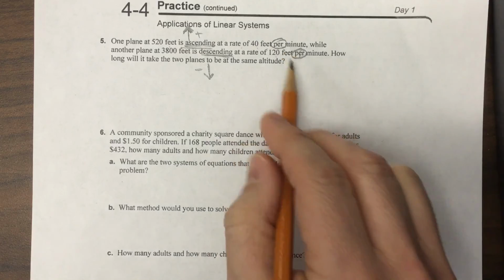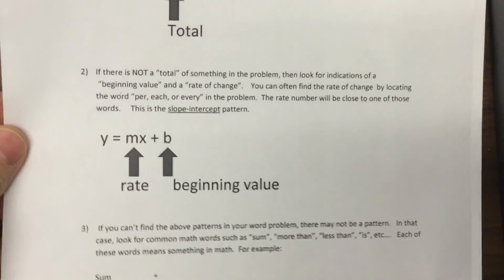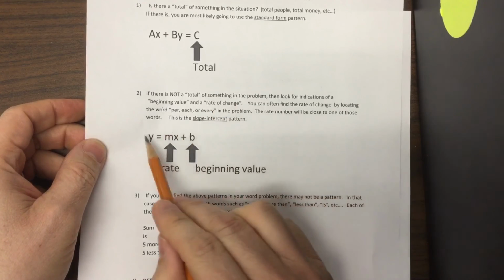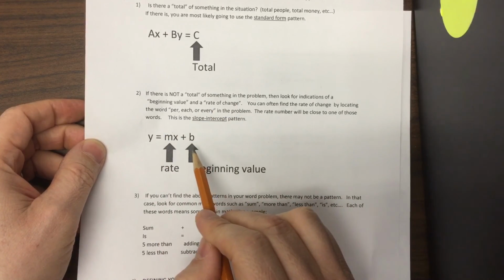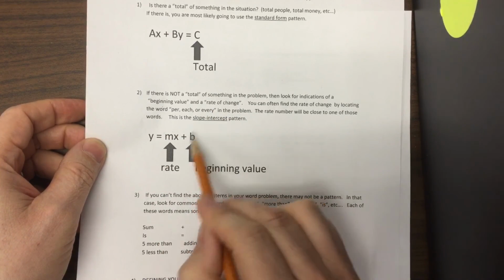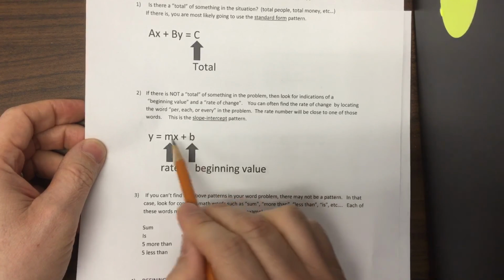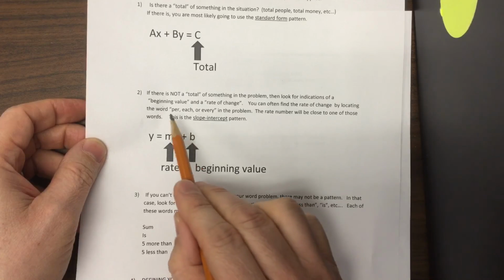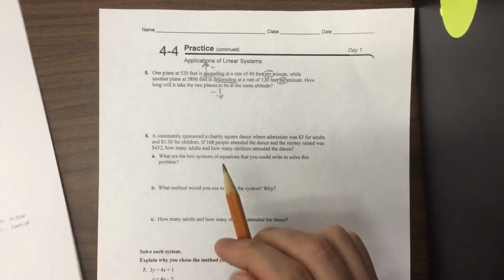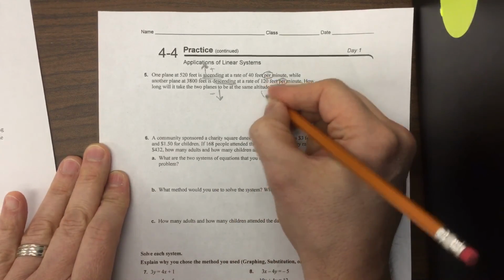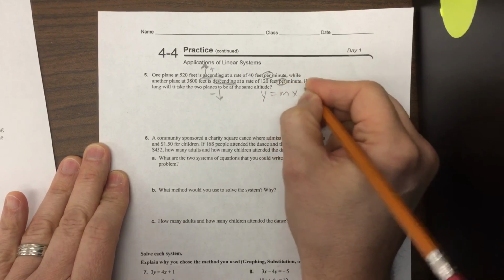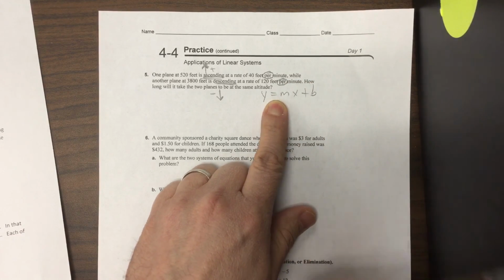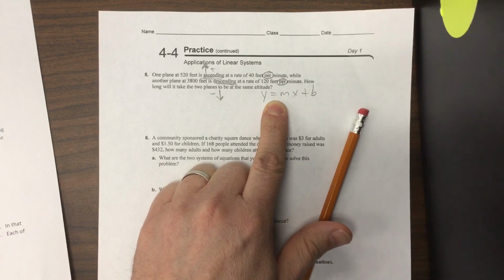Okay, since we're dealing with the word per, I'm going to go back to my strategy reference page. That would be strategy 2, where we're dealing with probably slope-intercept form, okay? Which means we probably have a beginning or starting value of where the planes were, and we also have a rate, and that rate is going to be probably close to the word per, each, or every. Okay, so I'm going to go ahead and jot my pattern down here to kind of keep track of. And I'm going to continue this video on the next video.